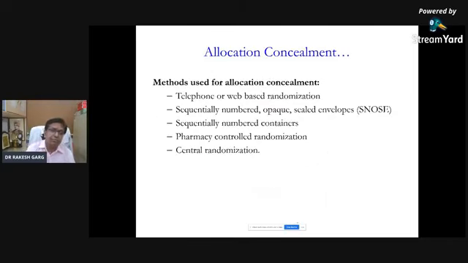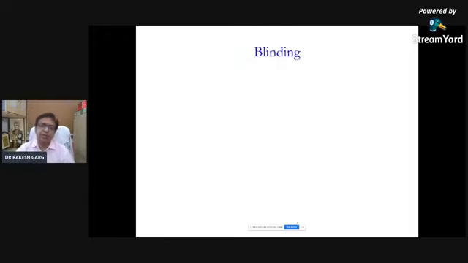And you can use any of these methods. Most commonly we use the SNOSE technique, sequentially numbered opaque sealed envelope technique, where the randomized numbers are written on a chit. They are kept in these sealed envelopes which are opaque and they are numbered. So you open once a patient is recruited and then you follow it.